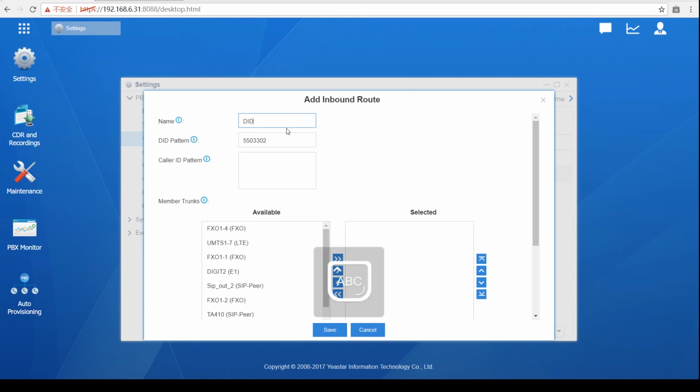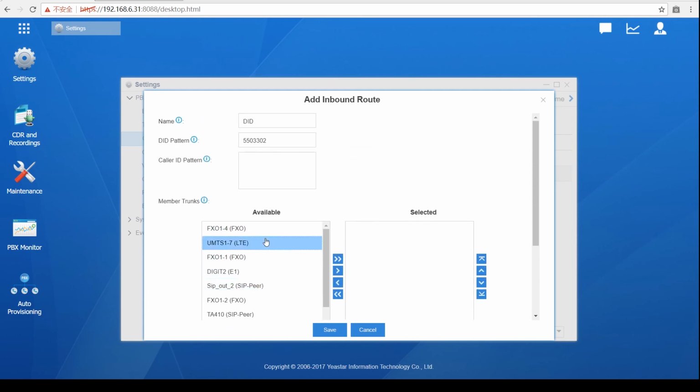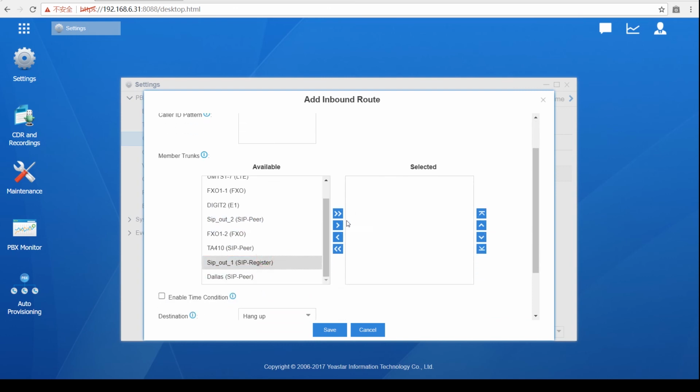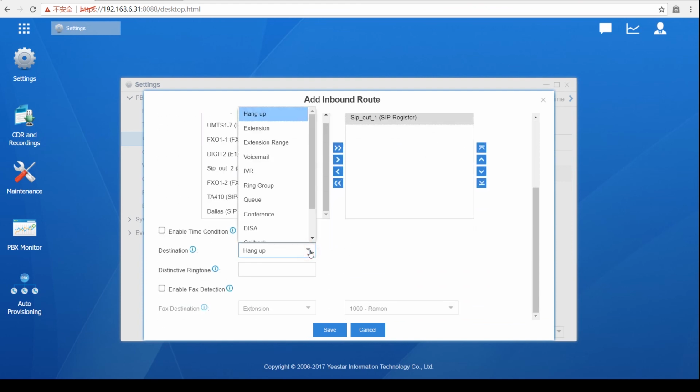In the name we want to define it as the DID, and we need to choose a trunk. This trunk has to be the trunk with which you get the DID service. In most cases, it can be an E1 line or a BRI line, or a SIP trunk. This is very common. So now we choose the SIP trunk. This is where we get the DID service. Now we define the destination.